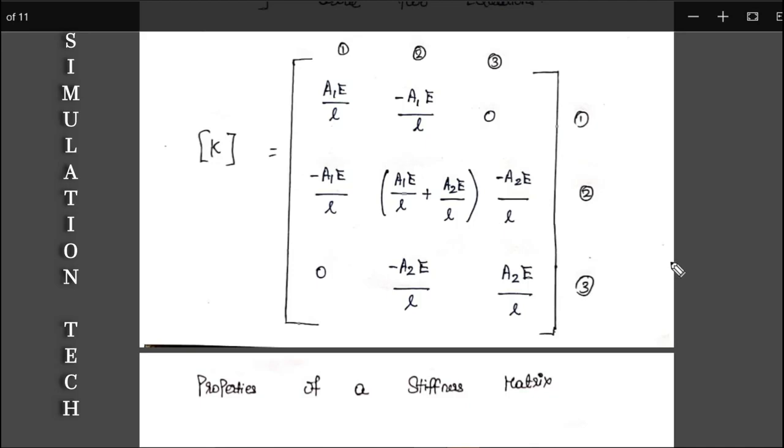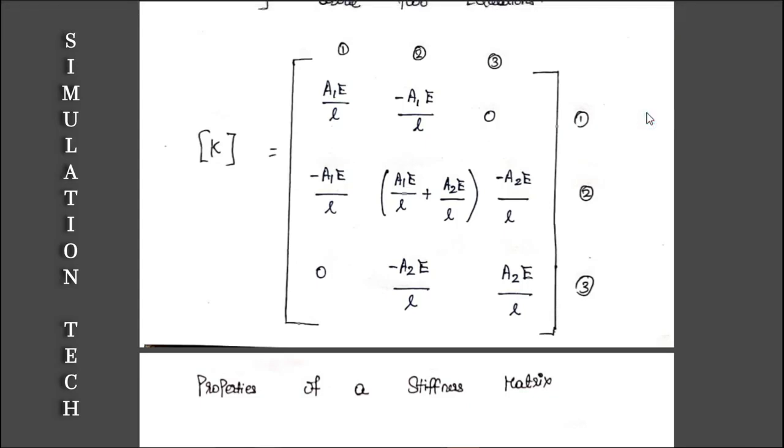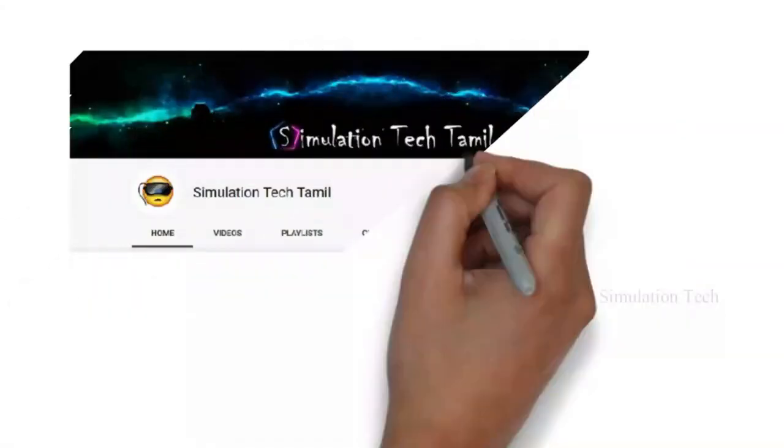What does optimum mesh mean? If you discretize a particular model, it has a smaller number of elements and nodes while having the maximum accuracy. That is called an optimum mesh. We will discuss FEA further in our upcoming session. Right. So that's all about this video.